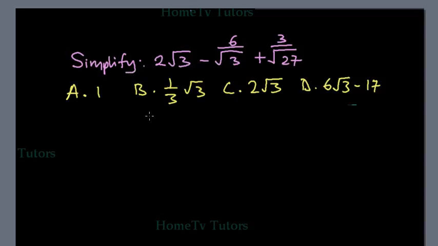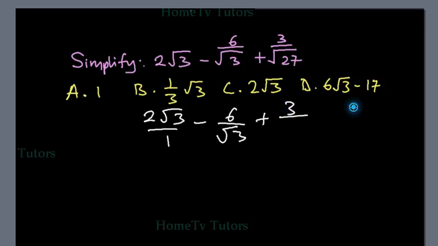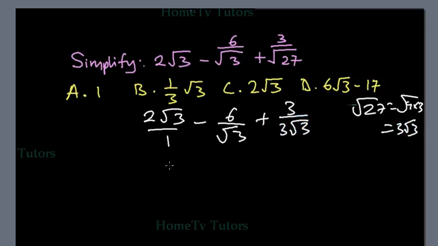Simplify this surd. So we have 2 root 3 over 1 minus 6 root 3. If we simplify square root 27, we have square root 9 times 3. Square root of 9 gives us 3 square root 3. So we represent it as 3 square root 3. So the LCM is 3 square root 3.